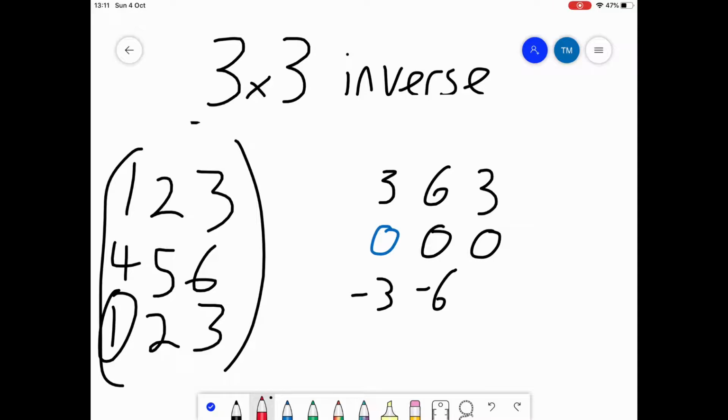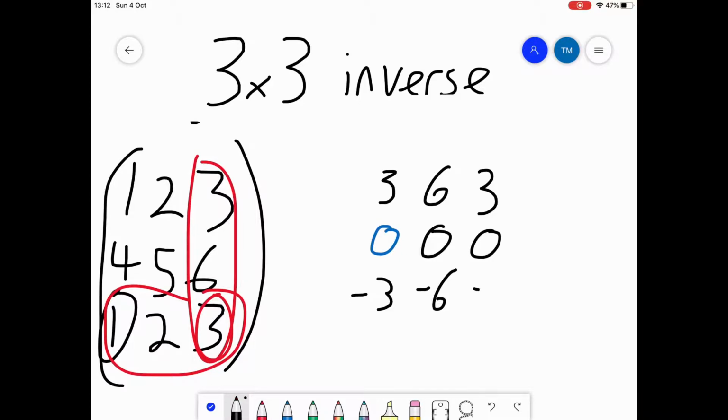And now we have the last number, which is 3. We cover up the row and we cover up the column, which leaves us with 1, 2, 4, 5. 1 times 5 is 5, minus 8, minus 3. And that is the last number of our matrix. Now this is only the first step of the process. Now what we need to do is find the cofactors.